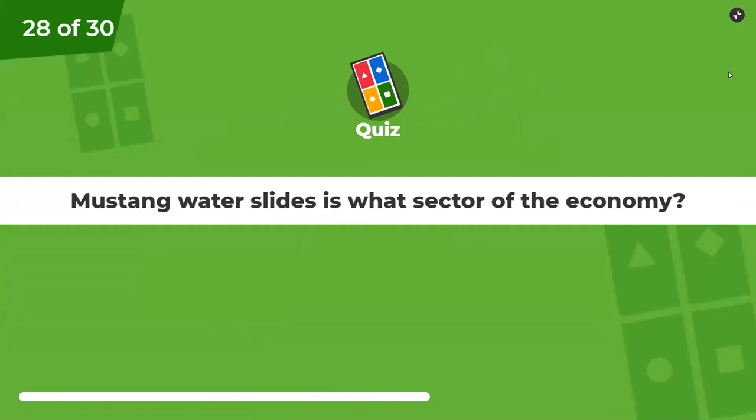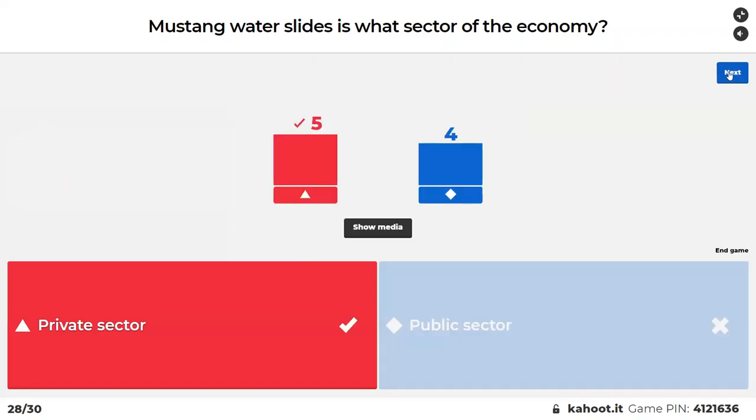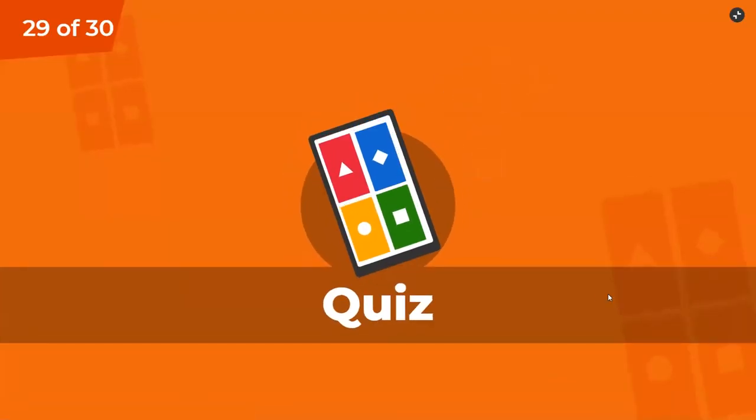All right, Mustang Water Slides. What sector of the economy? Private sector. Mustang Water Slides, private sector. It's run for profit. Well, look at that. We got some movement.